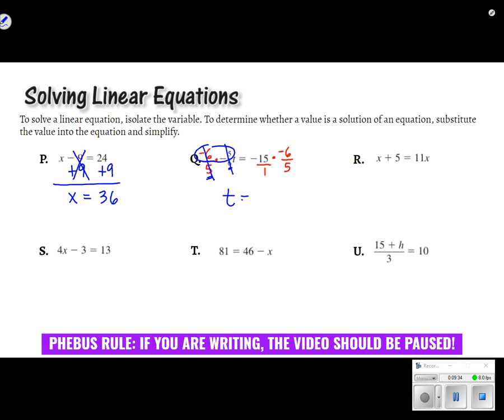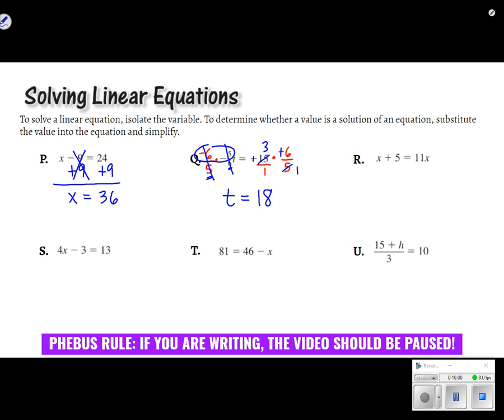Now when I multiply over here, I've got a negative times a negative, that's going to be a positive. I can reduce if I want to, it might be a little bit helpful. And I can see that I've got 18. You could also do 15 times 6 or -15 times -6 and then divide that by 5. There are lots of ways to approach these types of problems.